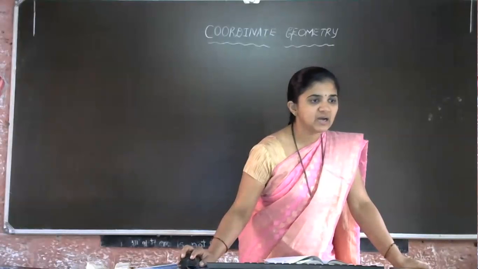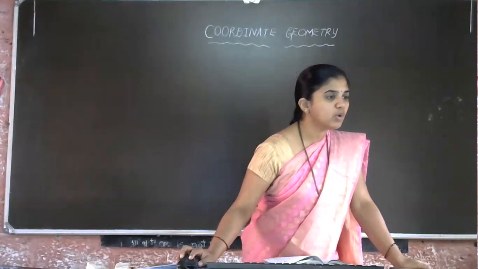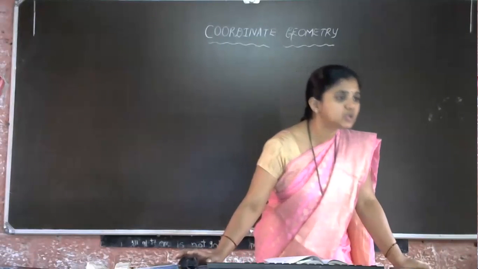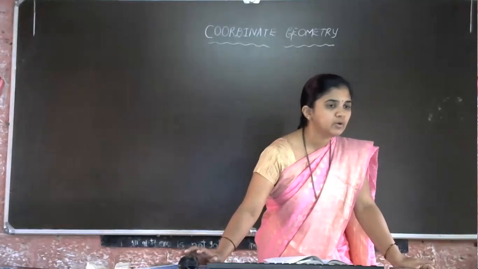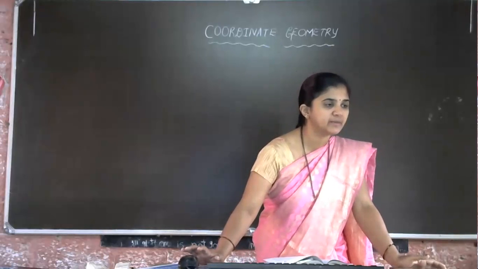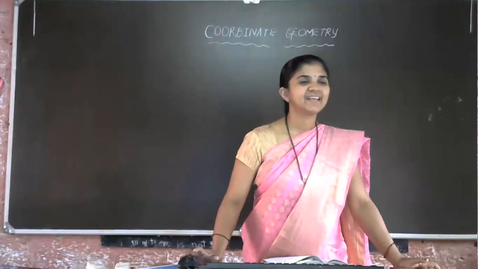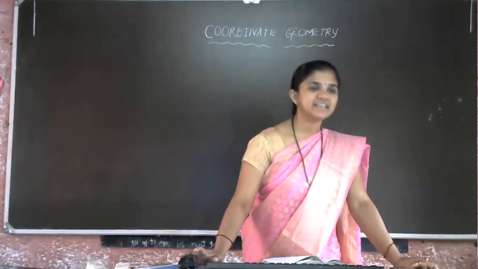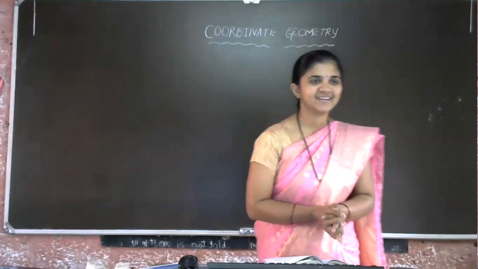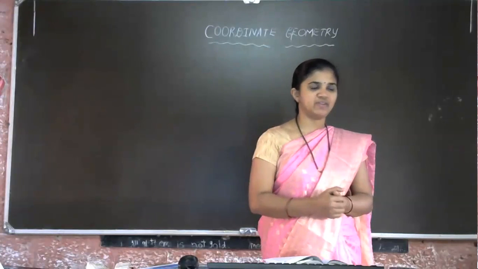Now, Ashwit, can you tell me what you learned in the previous classes related to coordinate geometry? What do you know about the Cartesian system? Cartesian plane. Okay. What is that Cartesian plane, Ashwit? The system that describes the position of a point in a plane. Okay. Points in a plane. How will you get that Cartesian plane, Ashwit?